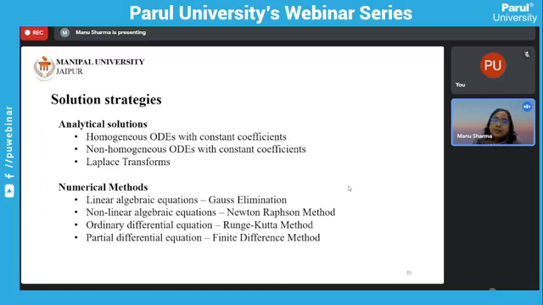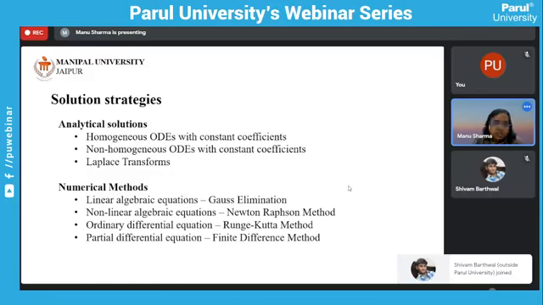So finding a solution strategy, as I have already mentioned, we deal with 4 basic equations: linear and nonlinear algebraic equations, and differential equations. So based on those, we can go for the analytical solution. We can solve these equations mathematically. Also, we can go for numerical methods, which is a more convenient approach.